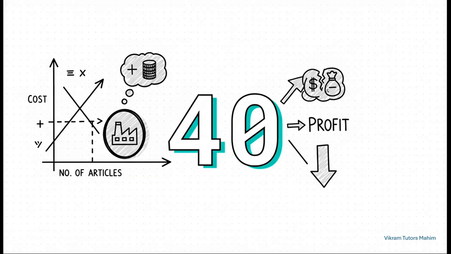So, what's the number? What's the answer? We just look at the graph, find where they cross, and trace it down to the axis for the number of articles. And the answer is 40. The factory has to make and sell exactly 40 items to break even. If they sell 39, they're losing money. If they sell 41, they're finally in the black.